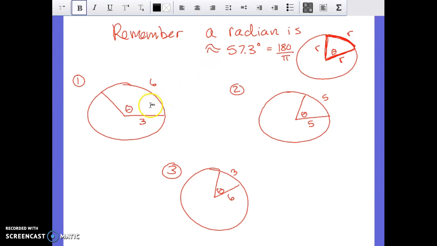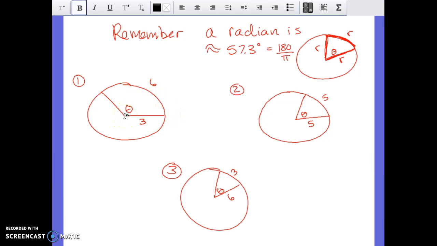So we're looking for how many radians this is, what the angle is. Now you would have done this in geometry, but you would have gone through a really long process to figure out what that angle is, and I'm just going to show you a much easier way to find that. So keep in mind that a radian is approximately 57.3 degrees, which is 180 over pi. And keep in mind what a radian is: taking the radius and wrapping it around the circle.